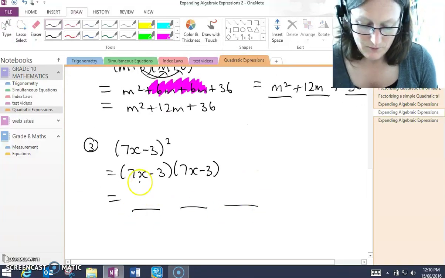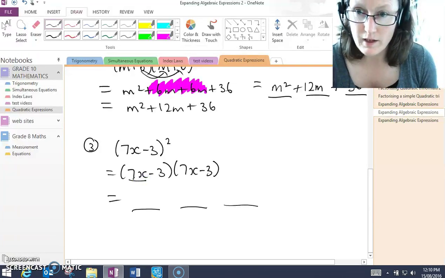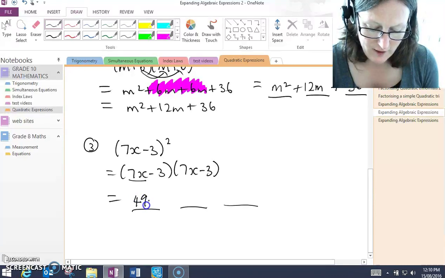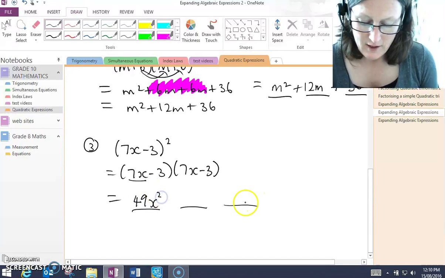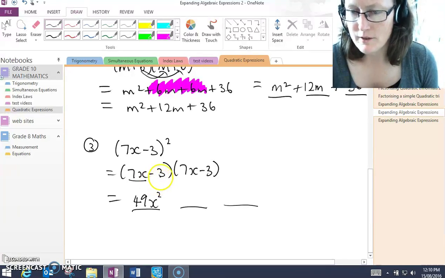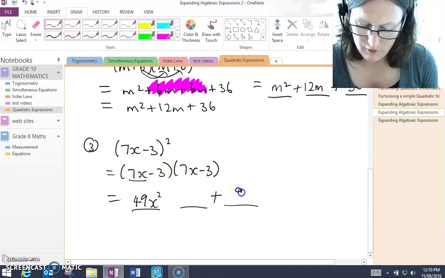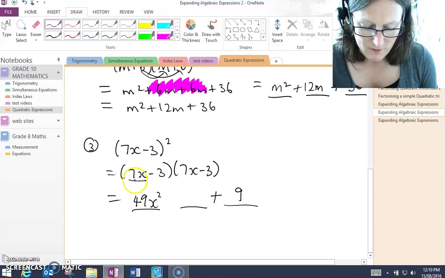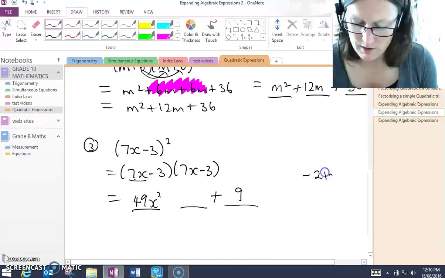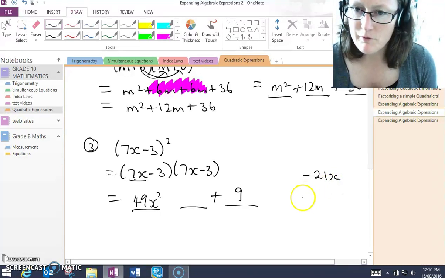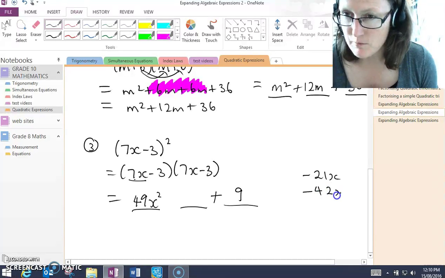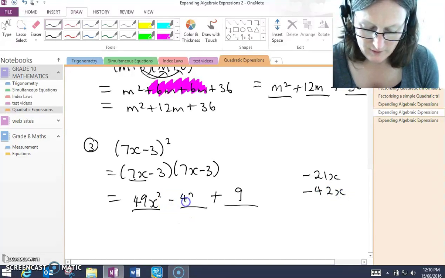So I'm going to end up with 3 terms in my answer. The first term is going to be 7x squared. 7x all squared is 49x squared. The last term is going to be minus 3 squared. Minus 3 squared is positive 9. I then have to multiply 7x by minus 3. That gives me minus 21x. But remember, for the middle term, I have to double it. Double minus 21x is minus 42x.